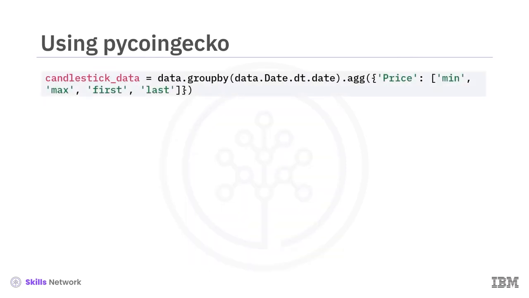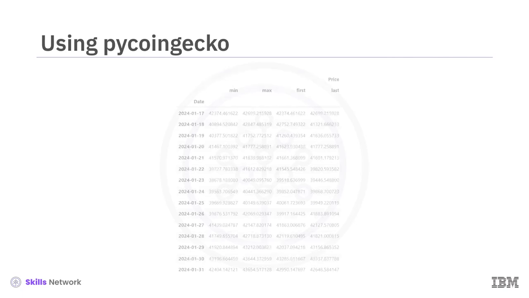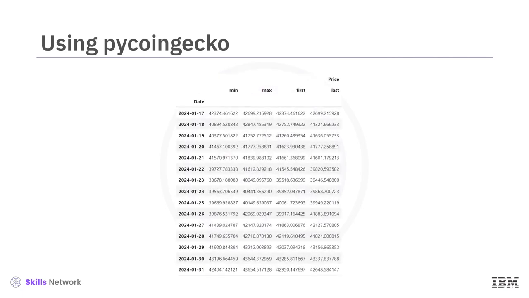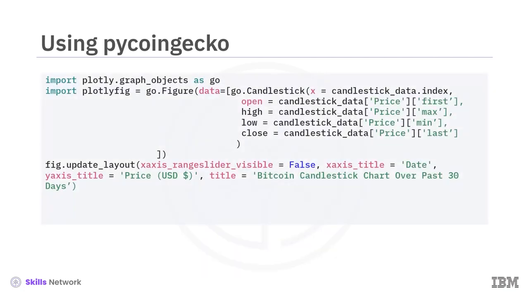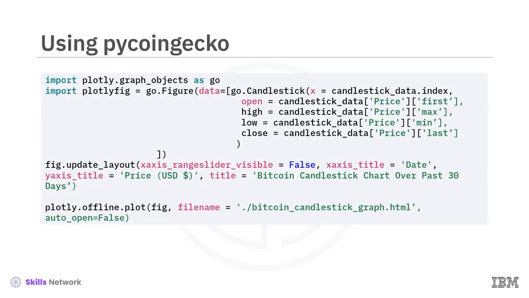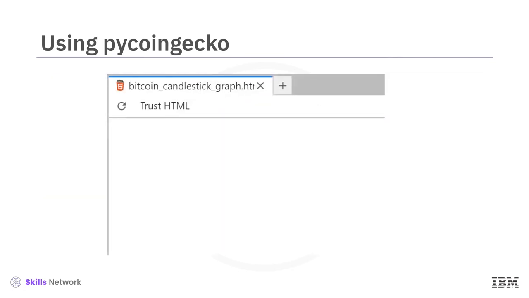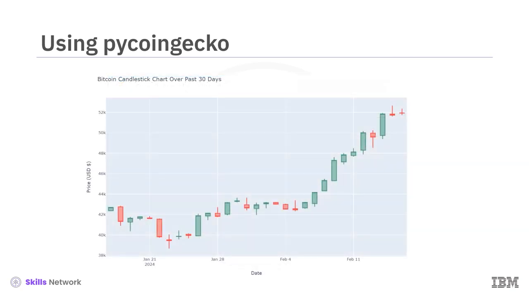Now we want to create a candlestick plot. To get the data for the daily candlesticks, we will group by the date to find the minimum, maximum, first, and last price of each day. Finally, we will use Plotly to create the candlestick chart and plot it. Now we can view the candlestick chart by opening the HTML file and clicking Trust HTML in the top left of the tab. It should look something like this.